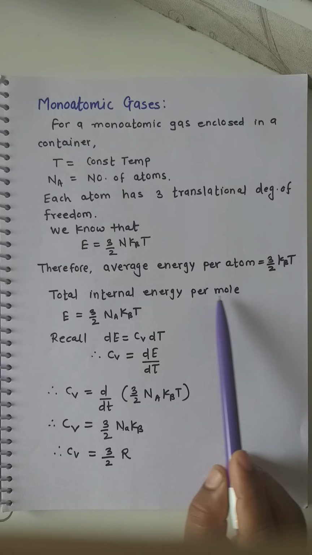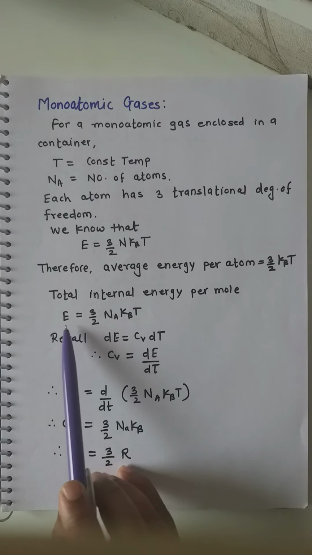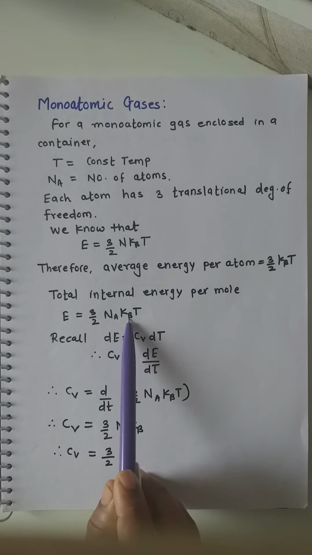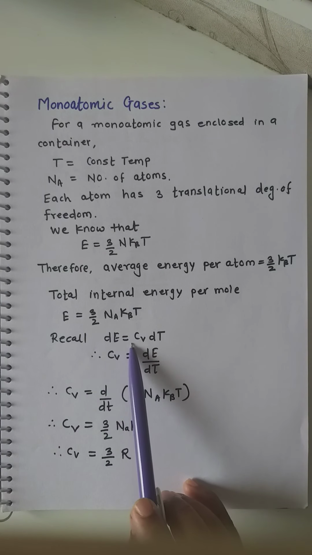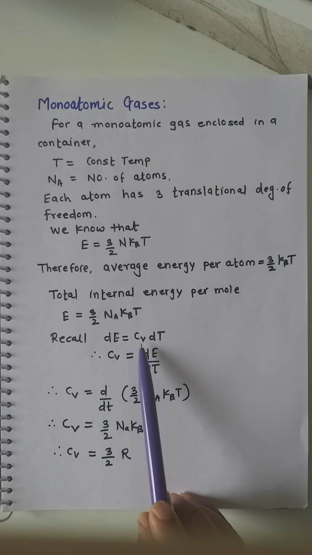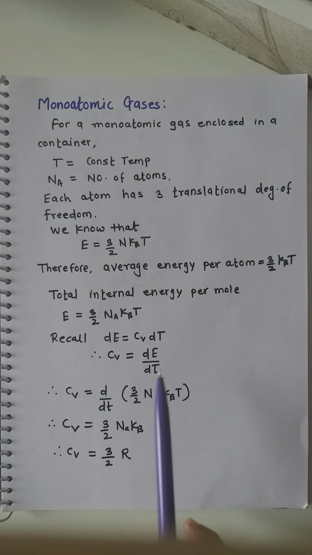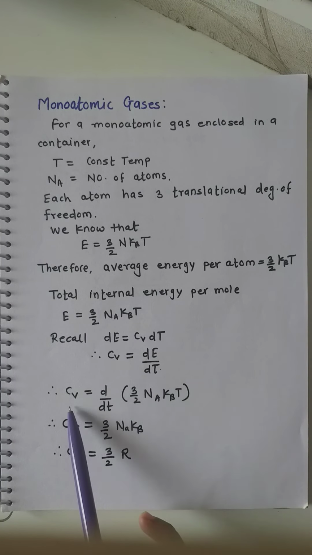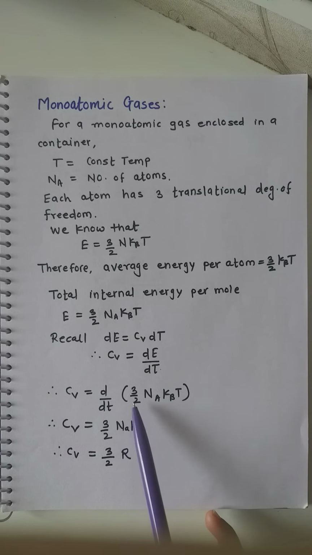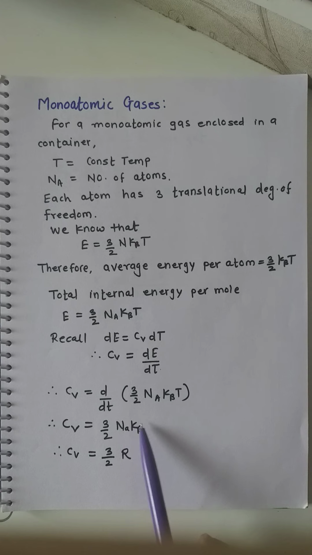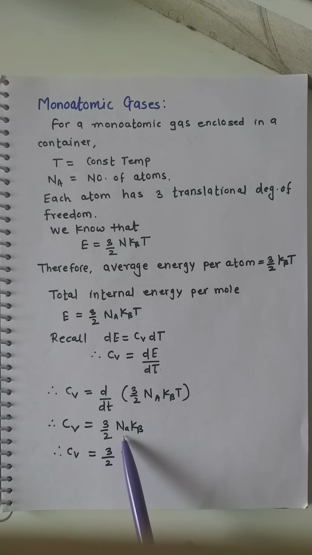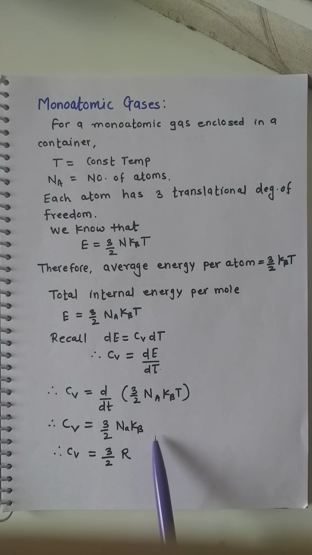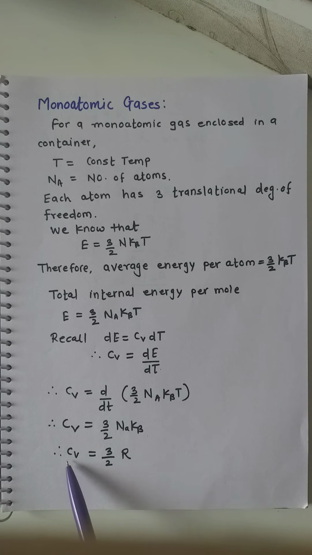Total internal energy per mole, E, is equal to 3 by 2 Na kBT. Recall that dE is equal to Cv dT. Now we can also write Cv is equal to dE upon dT. We know the value of E, so we take the derivative with respect to T of 3 by 2 Na kBT. After the derivative, Cv is equal to 3 by 2 Na kB. We know Na kB is equal to R, so we write R instead of Na kB. So Cv is equal to 3 by 2 R.